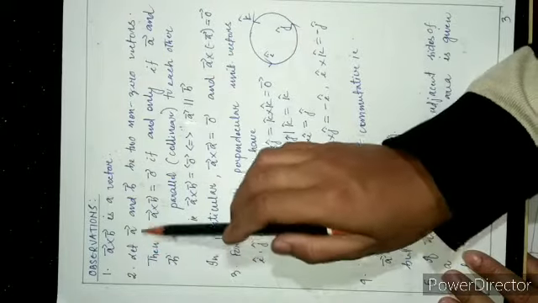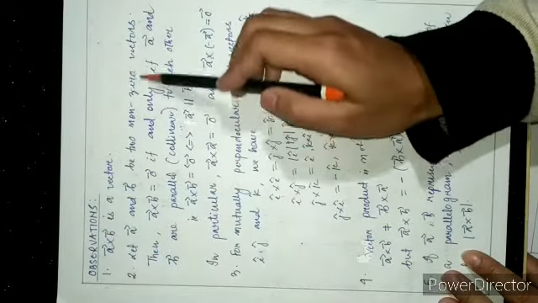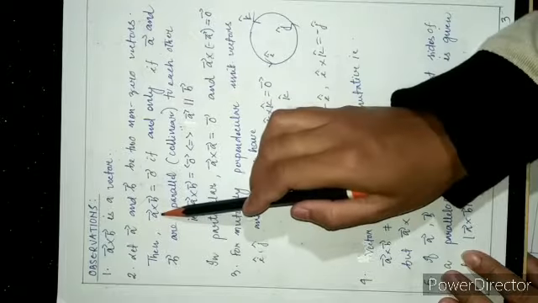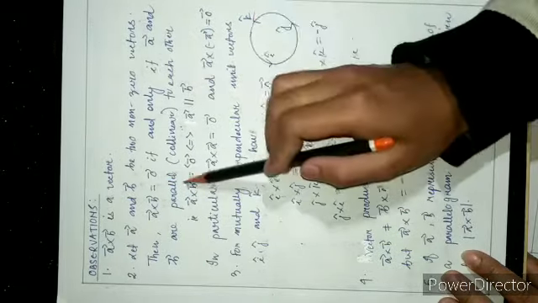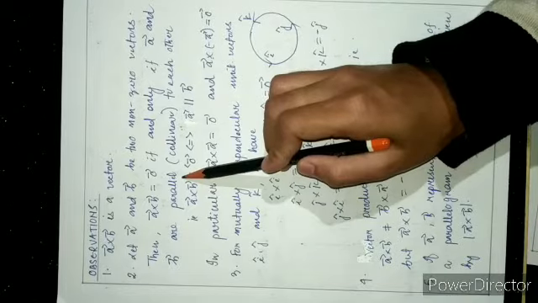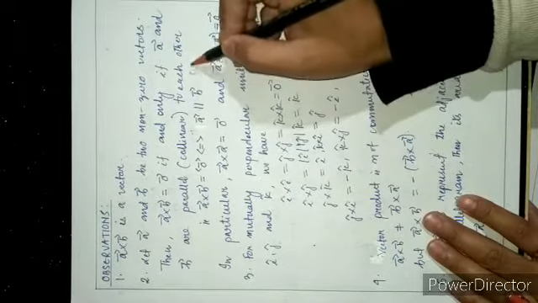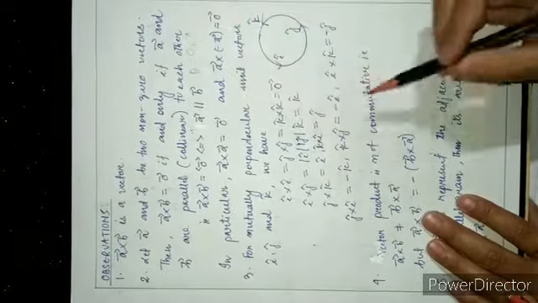Number 2. Let A vector and B vector be any two non-zero vectors. Then A vector cross B vector equals 0 if and only if A vector and B vector are parallel. Parallel means theta is 0 or pi.